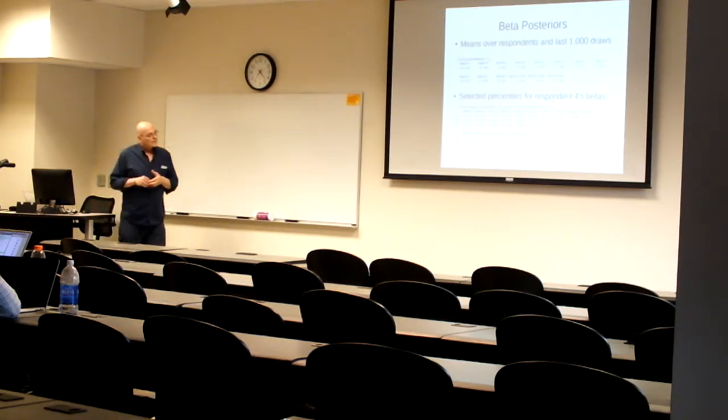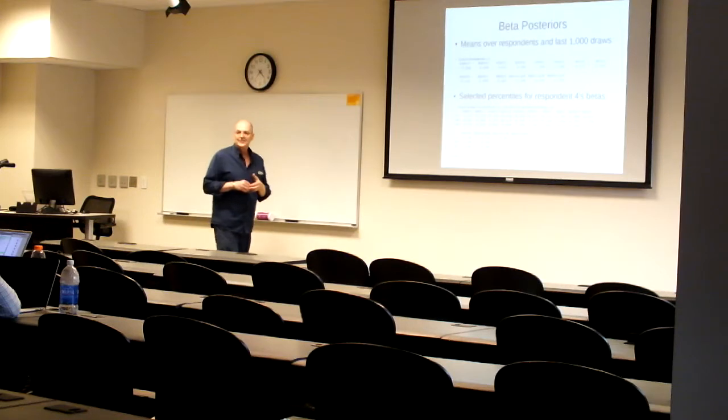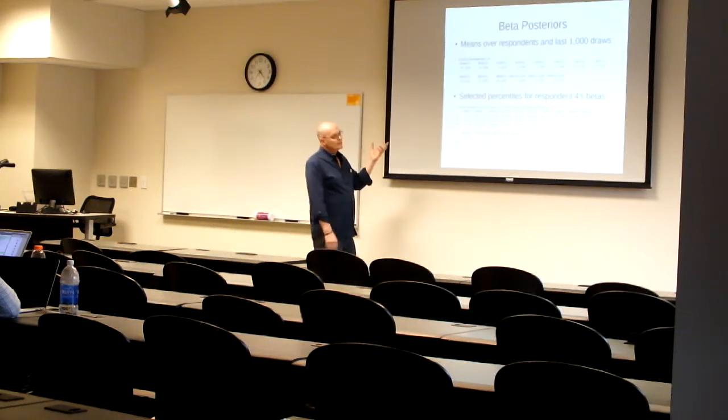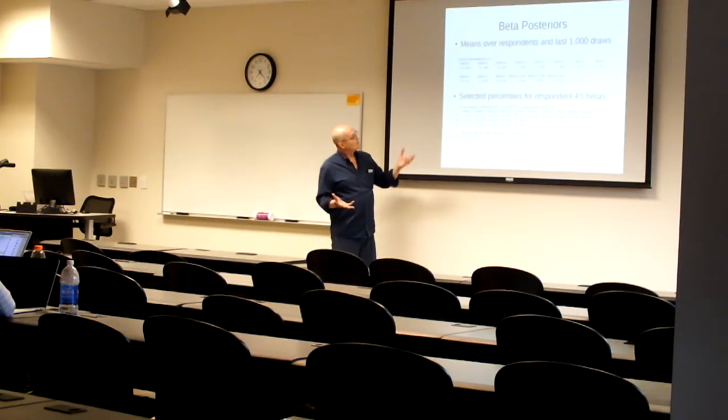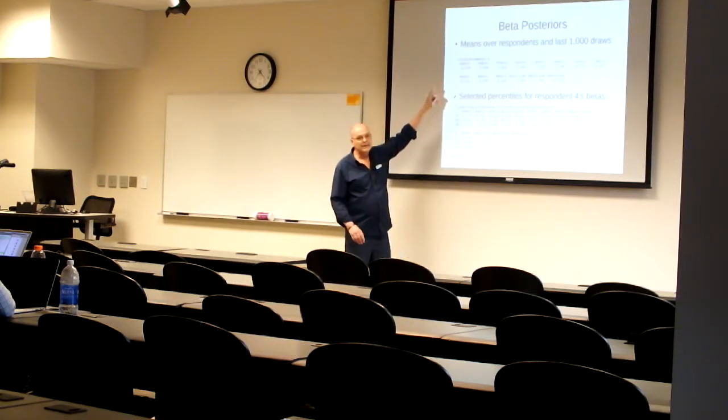So I mentioned earlier the sniff test, right? One thing we like to look at initially is whether, at some aggregate levels, everything looks like it makes sense, or things look backwards. What do we know about this? Well, these are the means over respondents in the last 1,000 draws. So we're taking the means for each regression coefficient for the last 1,000 draws across all 360 respondents.